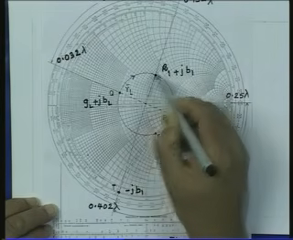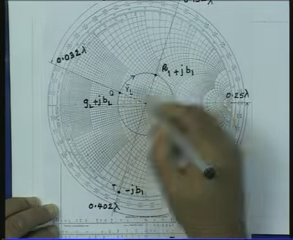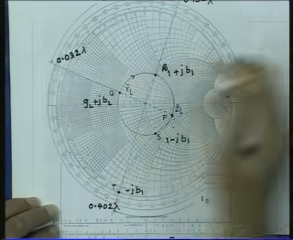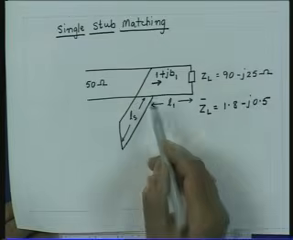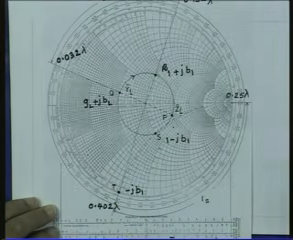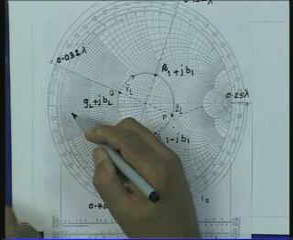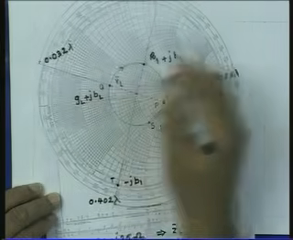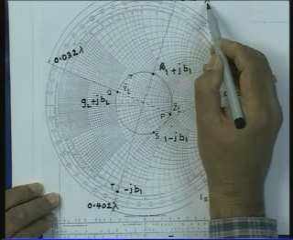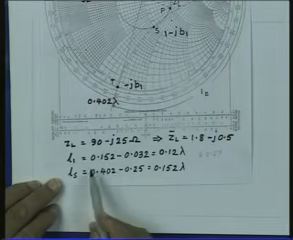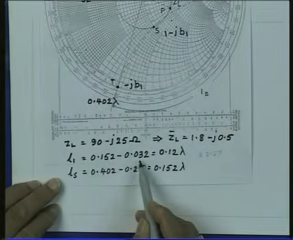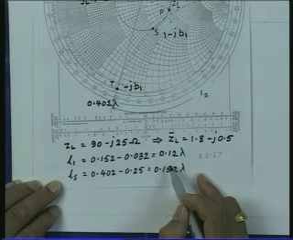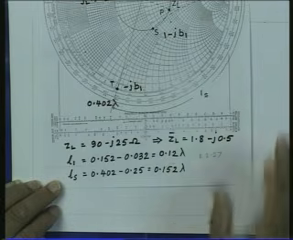How do I get the length or the location of this point? I just draw the radius vectors passing through these two points. That is the length L1 on the main transmission line. So, again I can read off the values of the length which are marked on the Smith chart. This location corresponds to 0.032 lambda, this is 0.152 lambda. I can get a length L1 which is 0.152 minus 0.032 equal to 0.12 lambda. So, the location of the stub is 0.12 lambda from the load.